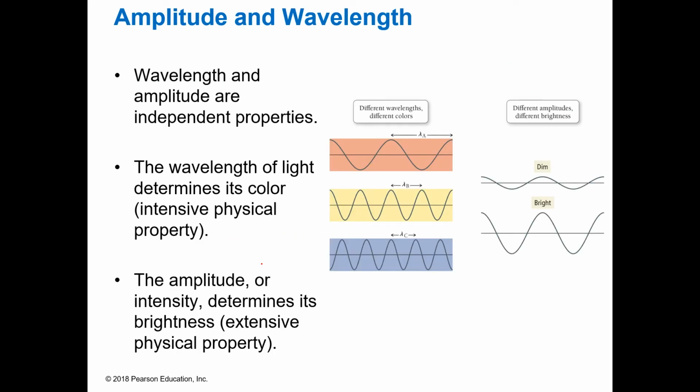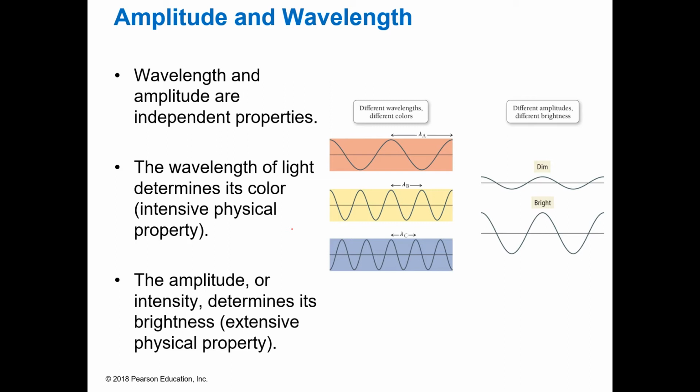Wavelength and amplitude are independent properties, so they're not based on each other. You can have similar wavelengths but different amplitudes. The wavelength of light actually determines its color. This is an intensive physical property. So there are certain wavelengths that will give you different colors. And here are just some examples showing that.